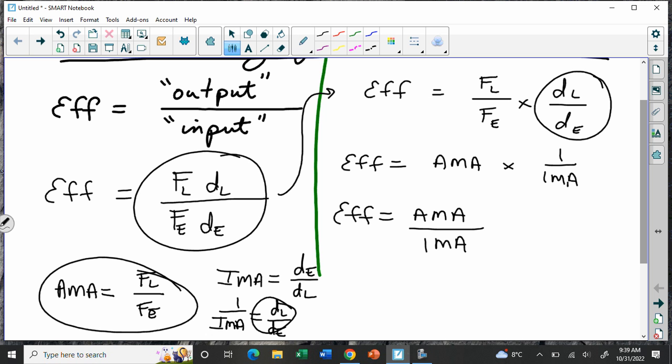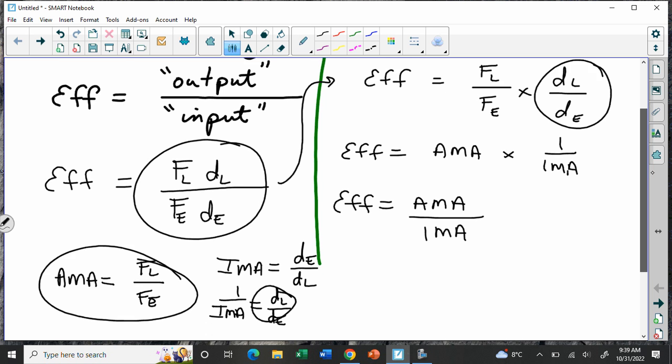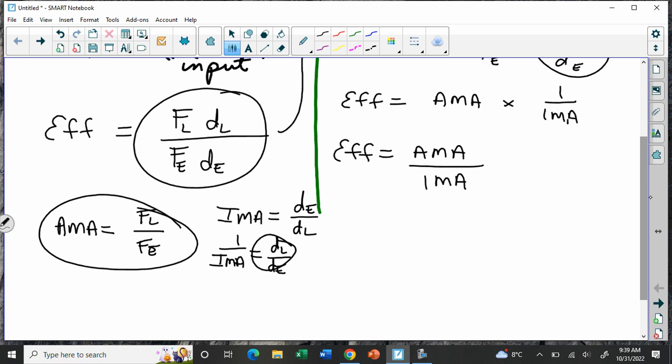I can figure out the AMA because we've learned how, and I can figure out the IMA because we've learned how to do that. And so then I can just take my answers and throw them in this little convenient fraction, and that will tell me the efficiency. Now, when you do this fraction, you're going to get a decimal because the top is always smaller than the bottom. We said that. The actual mechanical advantage is always smaller.